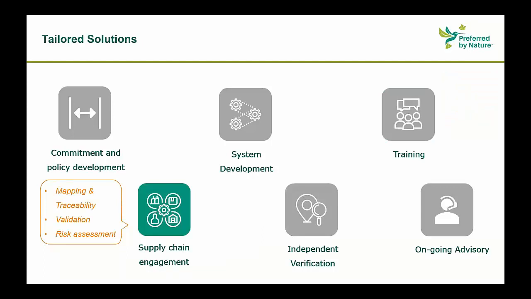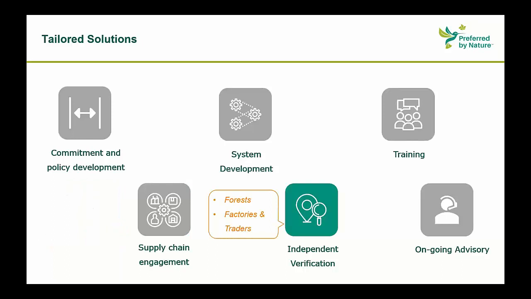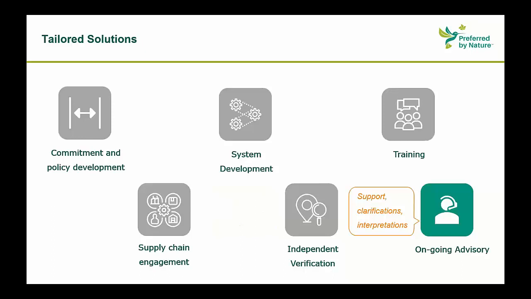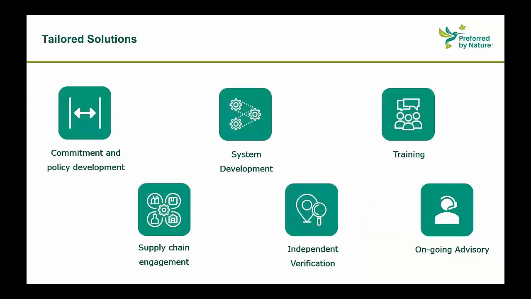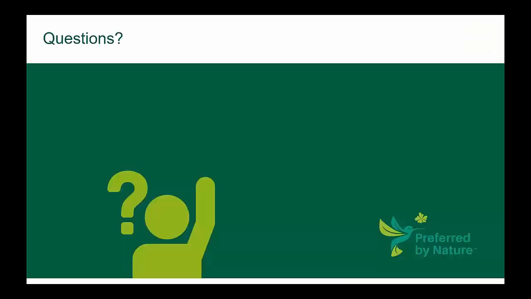Supply chain engagement: we can also assist in mapping supply chains and ensuring traceability of timber products, validating a supply chain, and conducting risk assessments on specific supply chains, a whole set of supply chains, or all of your supply chains. Spot checks, so independent verification, whether at the forest level or supply chain level, is also something we can do. And finally, ongoing advisory: we can also provide ongoing support, which can be giving you clarification, interpretation, keeping an eye on what's going on, upcoming public reports and things like that. So if you have any questions on that, we are available to discuss. And I think that's the end of it.